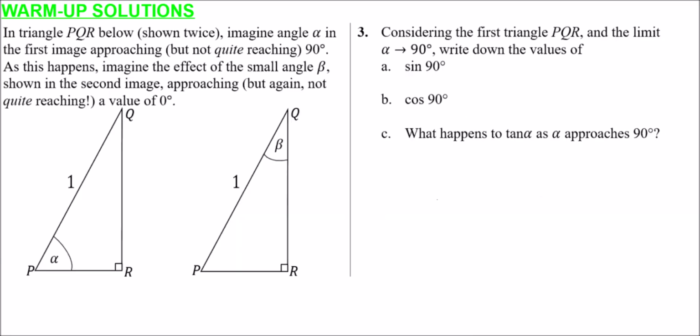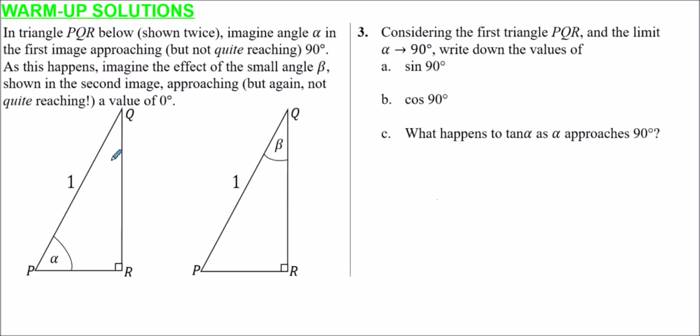Next up, we've got a triangle PQR which I've labelled and shown below twice. So imagine first of all angle alpha. Alpha's this symbol here. So imagine angle alpha in this first triangle approaching but not quite reaching 90 degrees. As this happens, imagine the effect of a small angle beta. As alpha goes towards 90 degrees, this one above is going to simultaneously be shrinking towards 0, but again, never quite reaching.